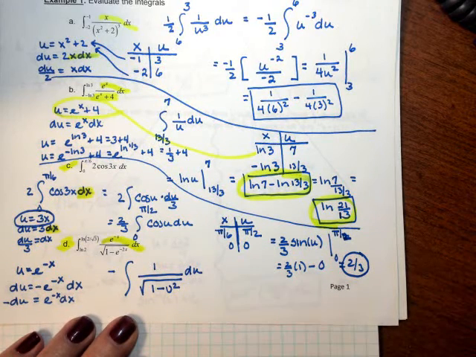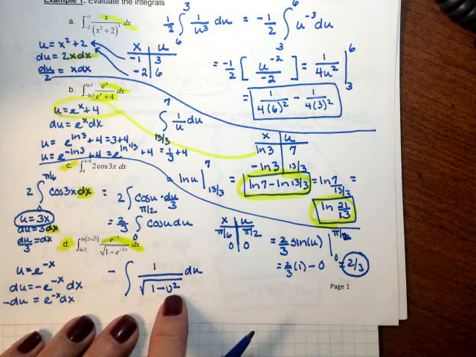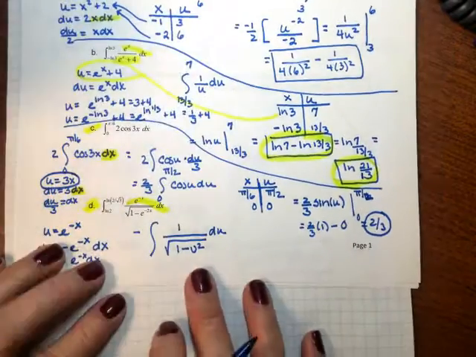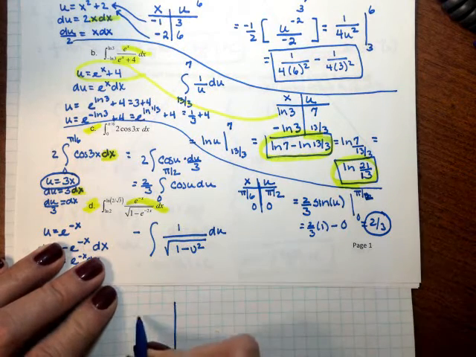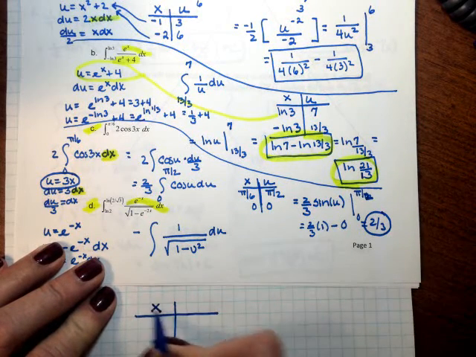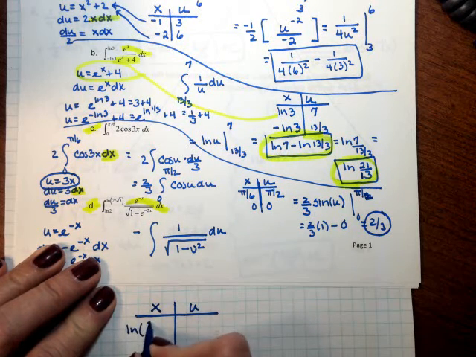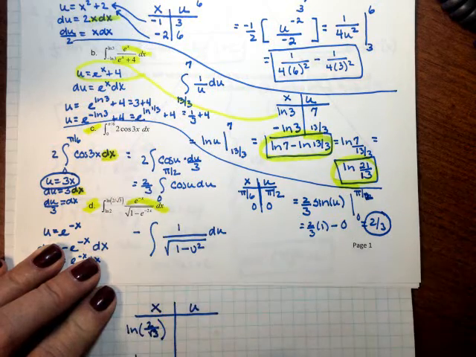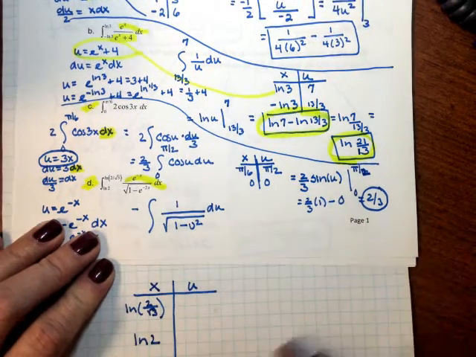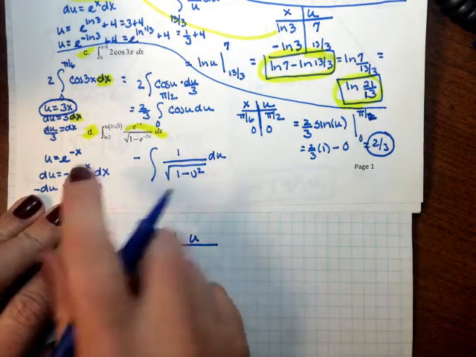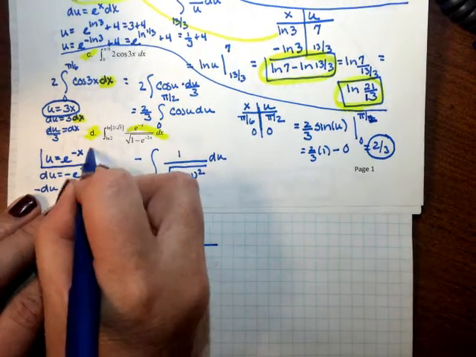So now again, I need to change my bounds in terms of u because I changed my integral. So again, when I change my bounds, right now when I make my t-chart, there's x and u. So right now my upper bound is the natural log of 2 over square root 3. My lower bound is the natural log of 2. So again, I need to substitute these back into my equation to solve for u.